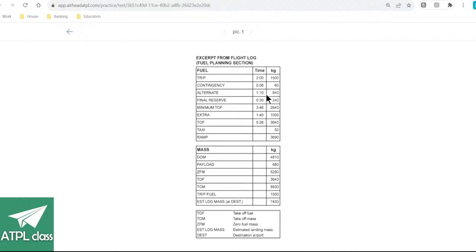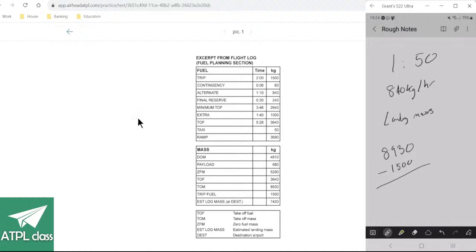Wait, let's work out the mass first. So we don't know if we've burnt any of our extra fuel. We would have just, in theory, burnt our trip fuel by this point. Got our final reserve. So, in theory, when we get there, we will have burnt just our trip fuel from our takeoff mass. So that's what we would burn when we arrive at our destination. That's our estimated landing mass, which is 7430. Yeah, cool. That makes sense.